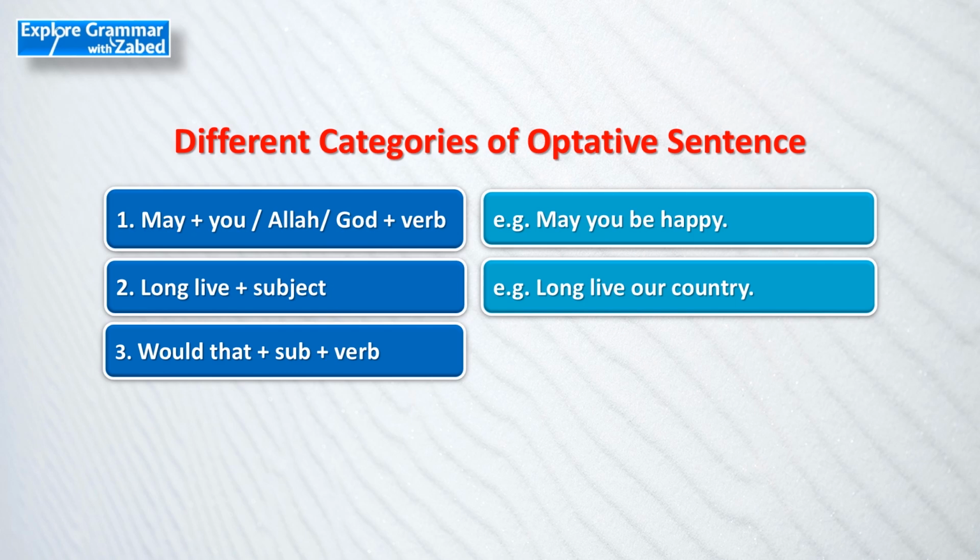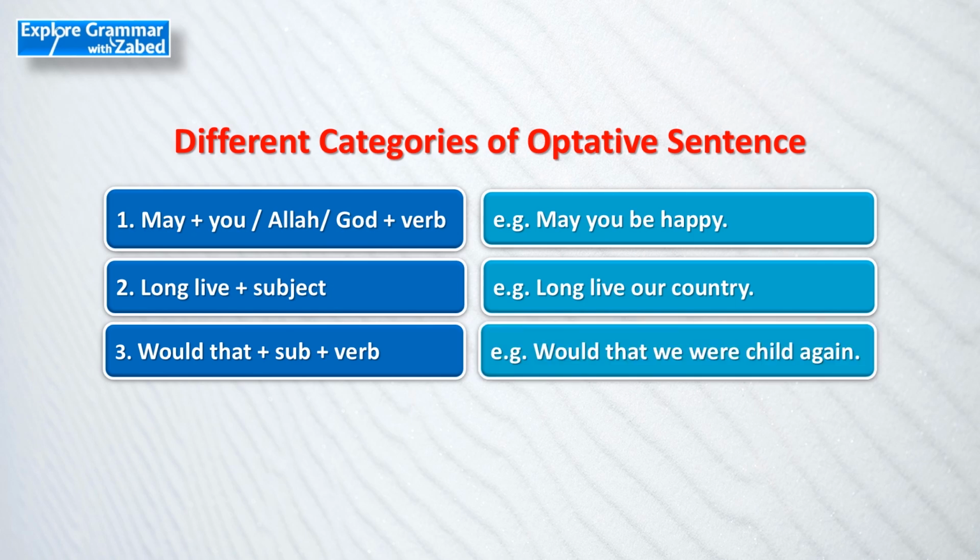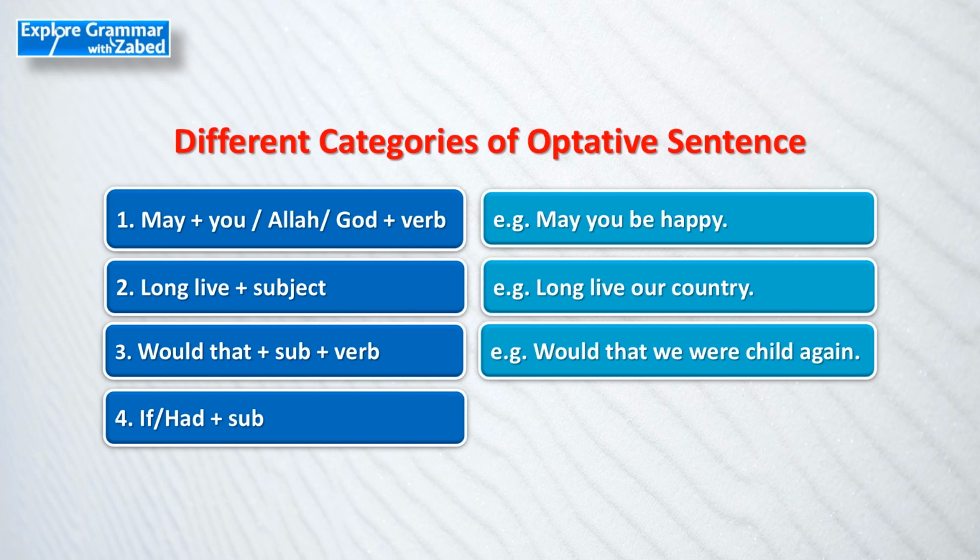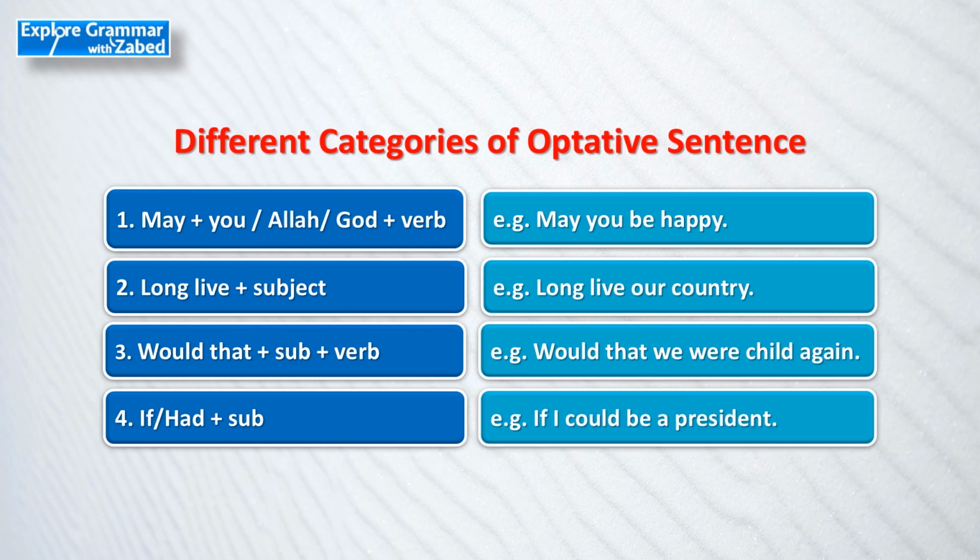The third category is that sometimes it may also start with would that plus subject plus verb. For example, would that we were children again. Finally, it may even start with if or had plus subject. For example, if I could be a president.